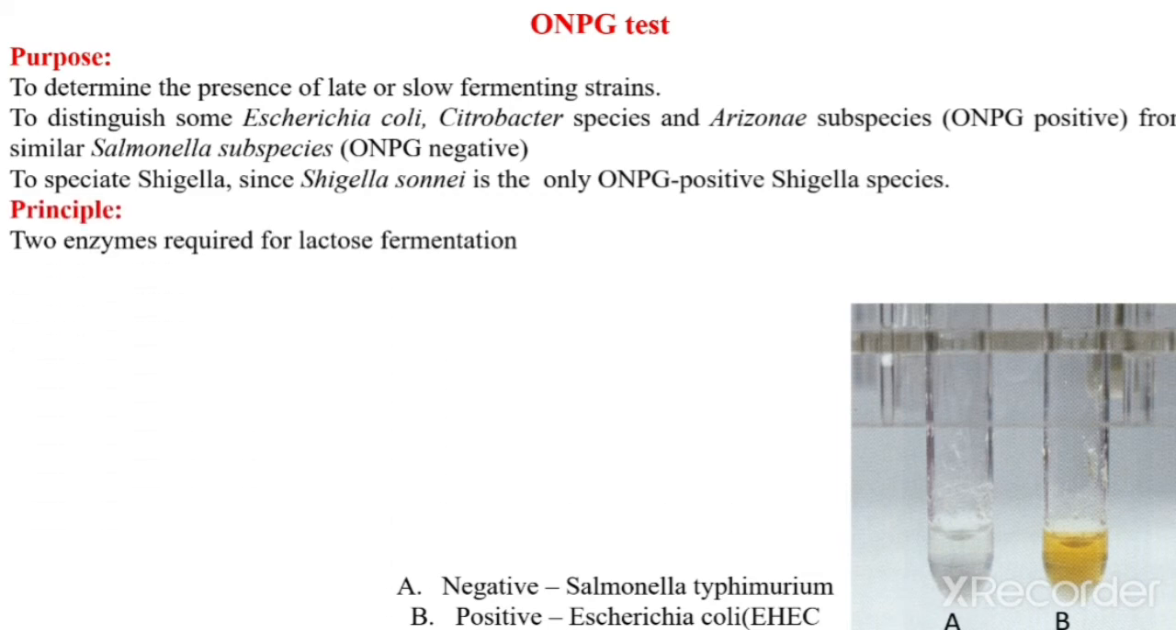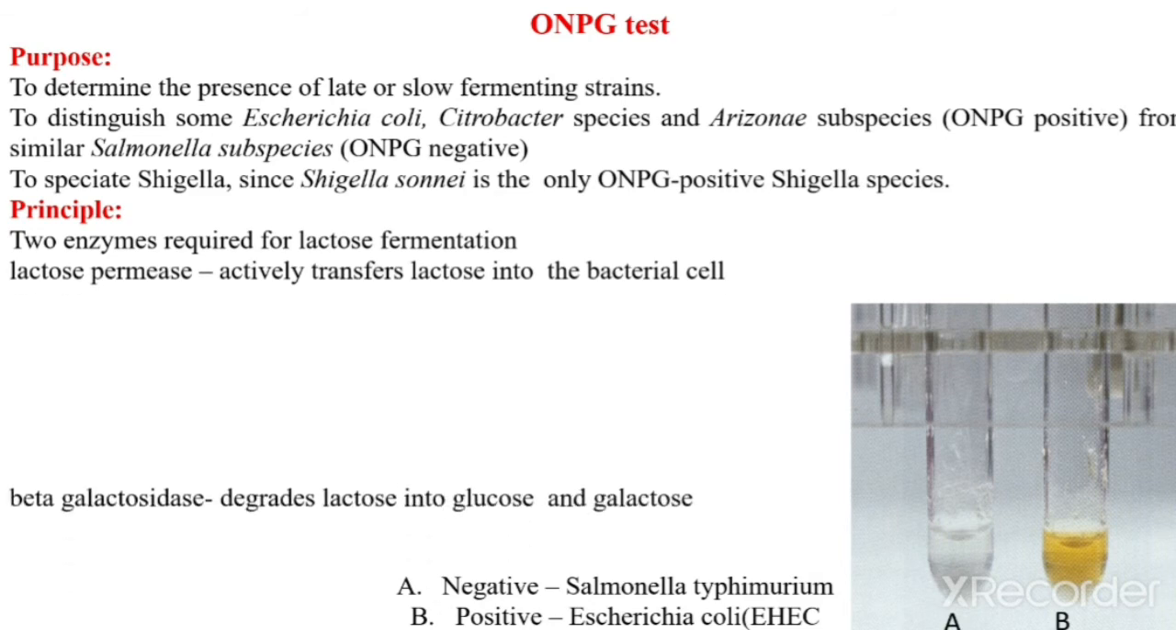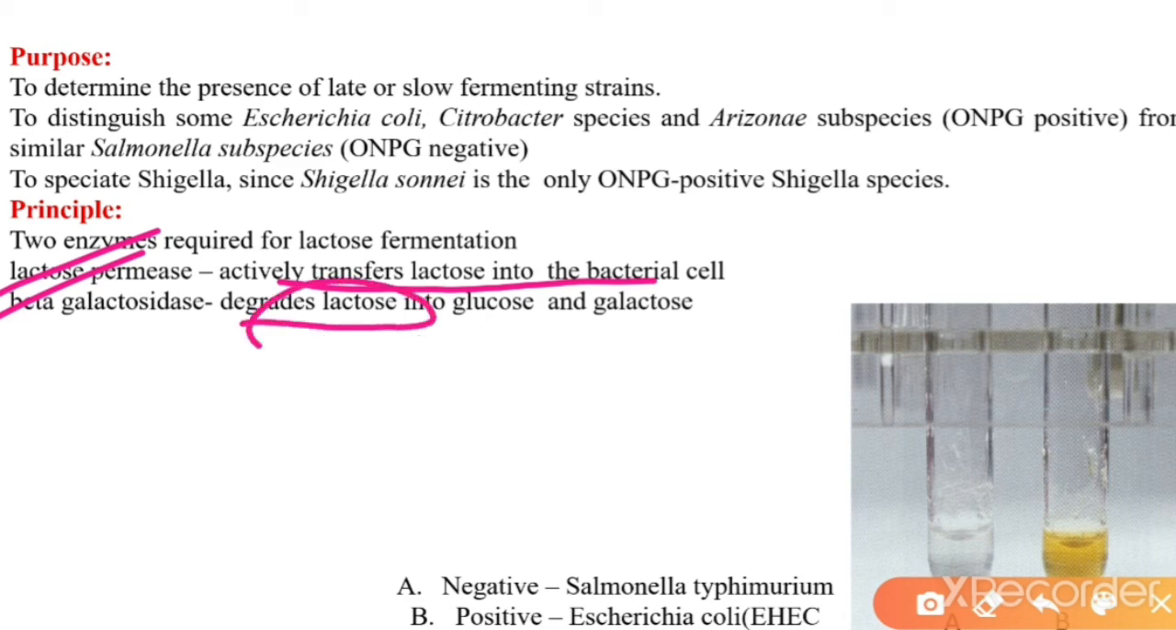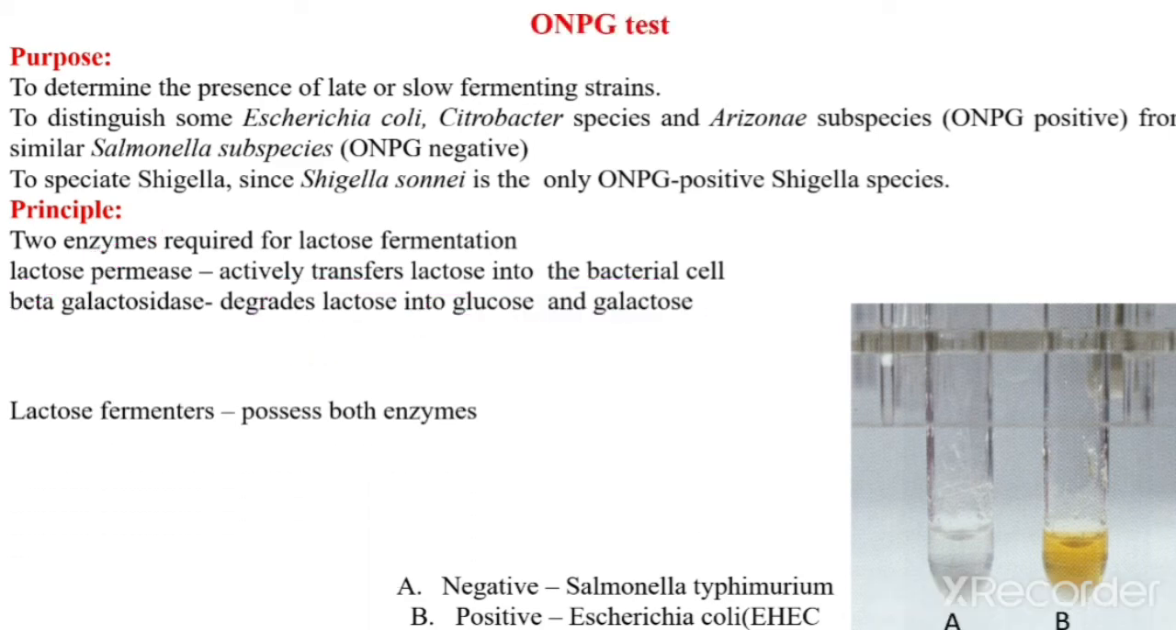Now what is the principle? Two enzymes required for lactose fermentation, lactose permease and beta-galactosidase. Now what is the function of lactose permease? The activity transfers lactose into bacterial cell. The lactose permease gives permission for the lactose to enter inside the cell. Beta-galactosidase degrades the lactose into glucose and galactose.